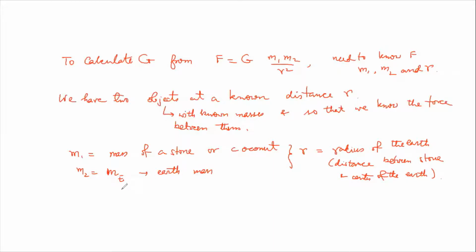So let's see what happens. r is equal to the radius of the earth. This information was known for a long time, for 2000 years. Now we still don't know how to find F.